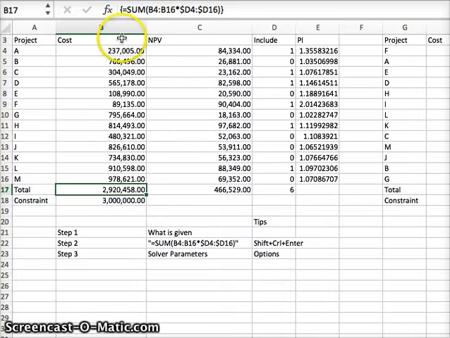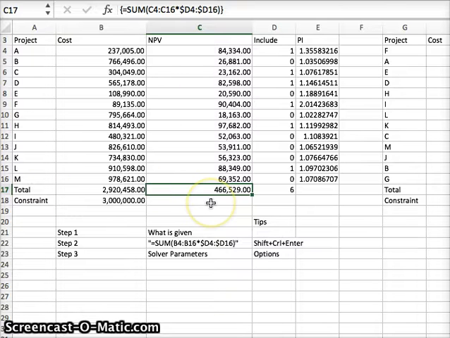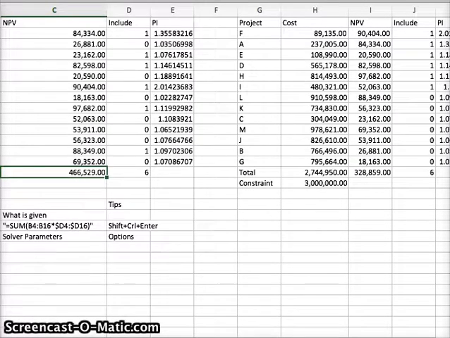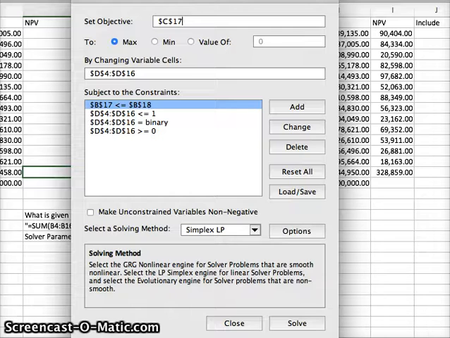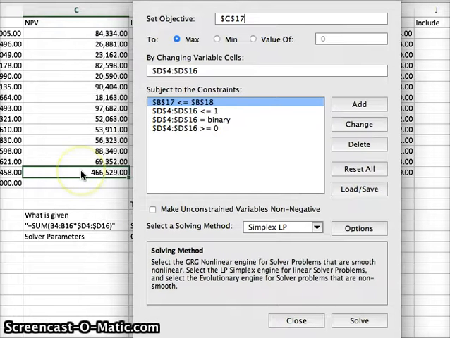The meaning of this equation is that you use B4 times D4 and B5 times D5, and then you sum them together. That is for the total cost, and you need to calculate the total net present value in C17. And then after that, you need to set up the solver. When you set up the solver parameters, the set objective is C17. That is the C17 here.